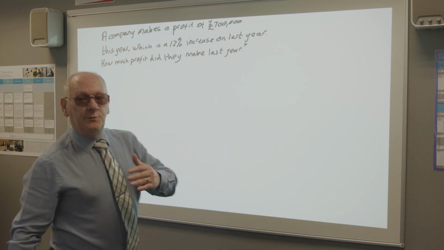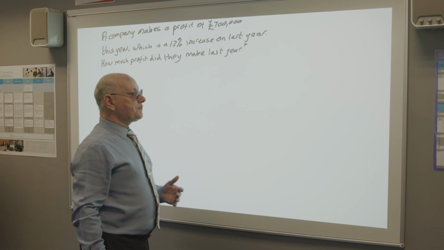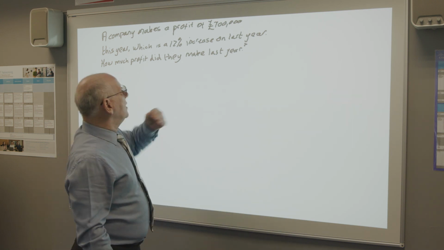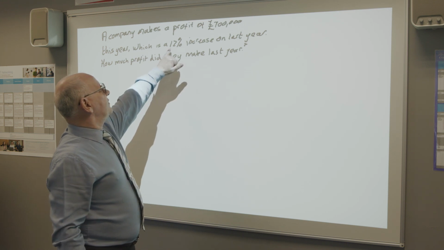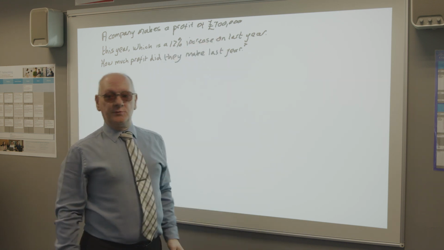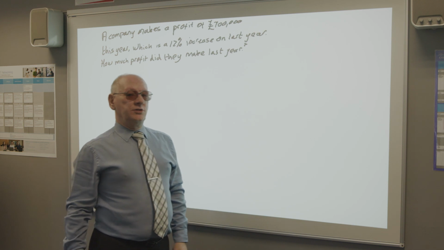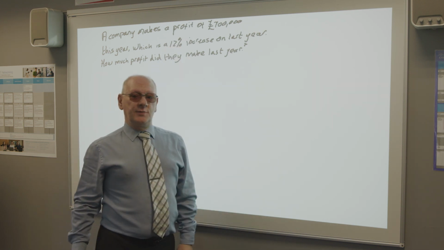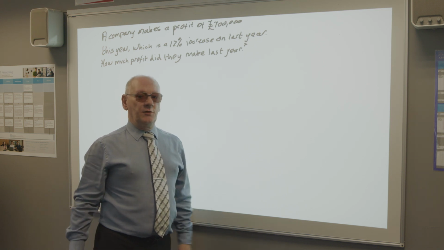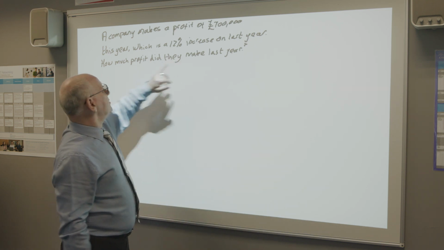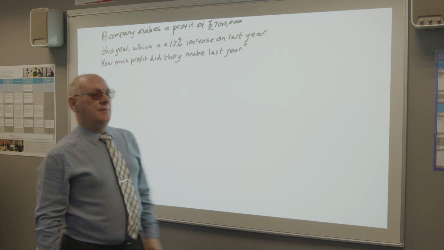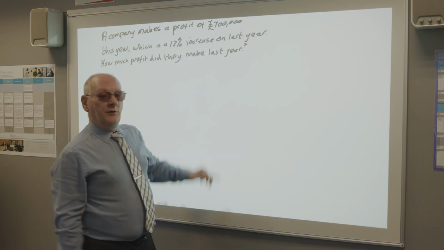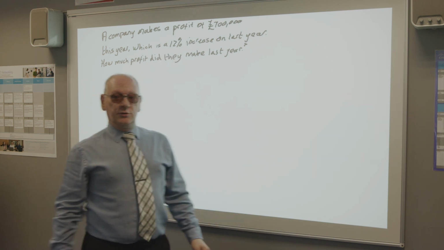The problem that people are finding is that they think this is easier than it is. They think that all they've got to do is find 12% of £700,000. That's not the question. That would be, what is 12% of £700,000? That's not the question. The question is, how much profit did they make last year if £700,000 profit this year is a 12% increase on last year?